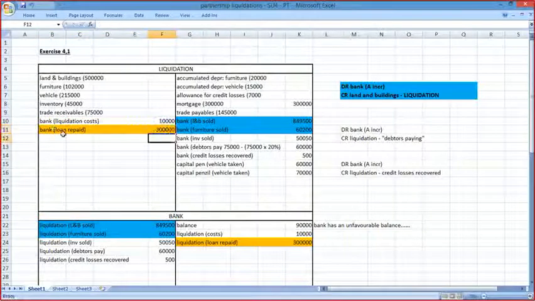Next. All creditors were paid. A settlement discount of 29,000 was received on these payments. Okay, so what are we going to do with that? So our creditors were paid. That's 145,000. But how much are we actually paying? Remember, it's a liquidation. Well, we paid 145 less 29. That's trade payables.